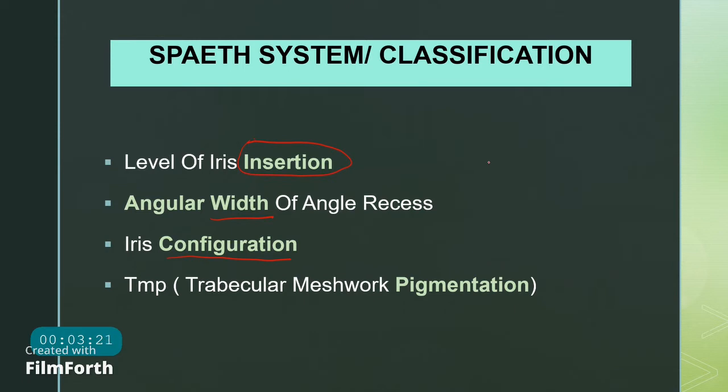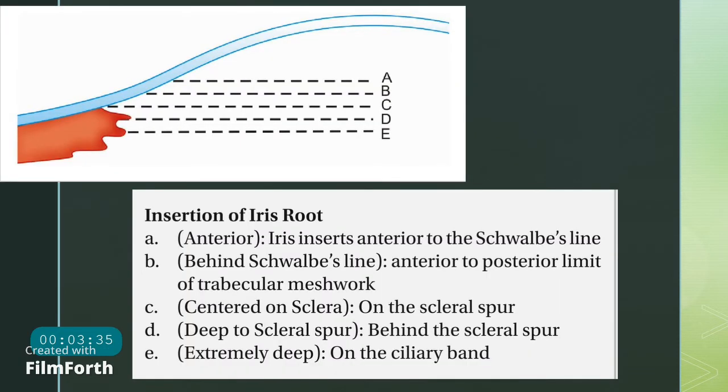Now, if you want to remember, I will give you a mnemonic, PICA. P is for pigmentation, I is insertion, C is the configuration of the iris, and A is the angle width. So let us see each of these one by one. The first one is the insertion of the iris root. The iris root can get inserted at various levels in the angle, based on which the Spaeth classification has graded it into A, B, C, D and E.